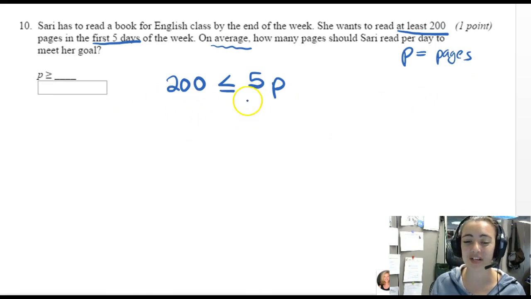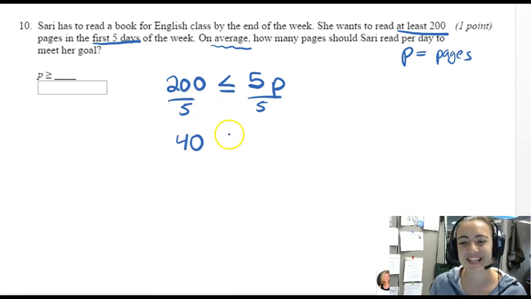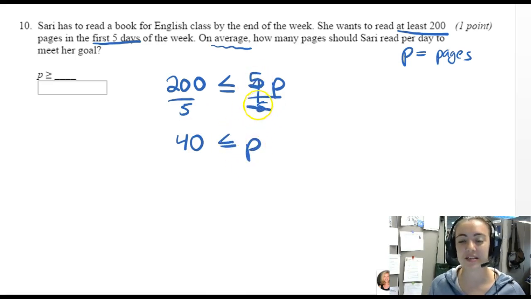So now that we have our inequality, we can solve for that. So to get P by itself, 5 times P, the inverse would be divide by 5. What is 200 divided by 5? That would be 40. So 40 is less than or equal to P. The symbol stays the same because we did not divide or multiply by a negative number.